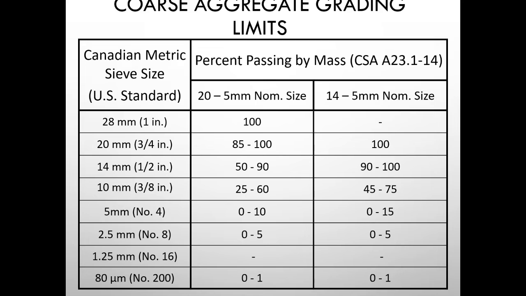Again, for both grading limits, you can see that the aggregate has to be clean, 0 to 1% passing the 80 micrometer or the number 200. We want to make sure that we don't have fine deleterious materials, whether they be the clays or silts. They're going to hinder bond. They're going to hinder the development of strength. So aggregates for concrete typically have to be clean. The cleaner, the better.